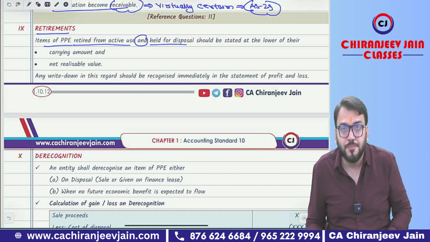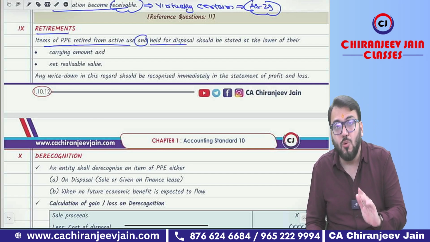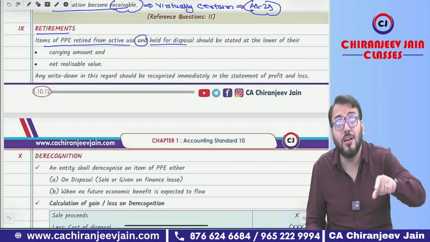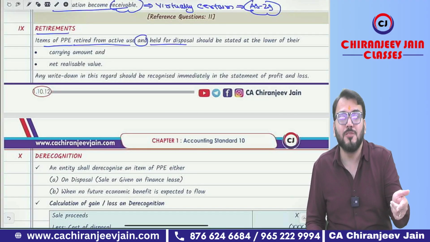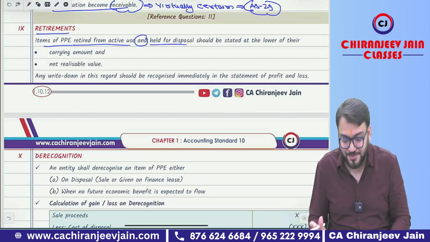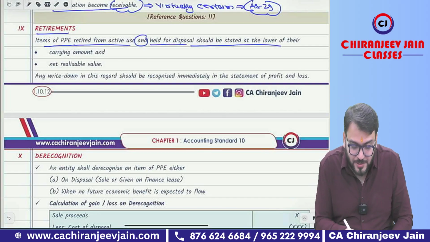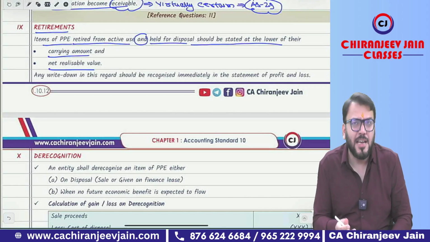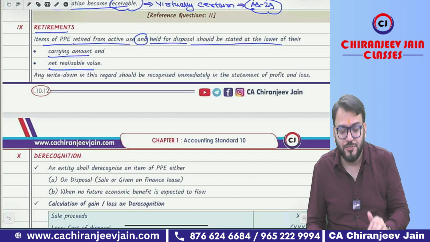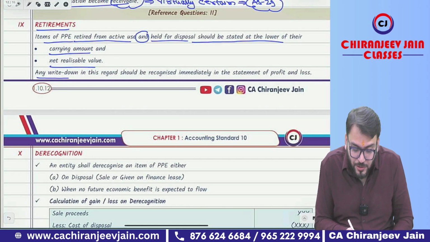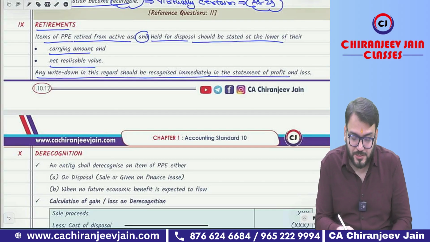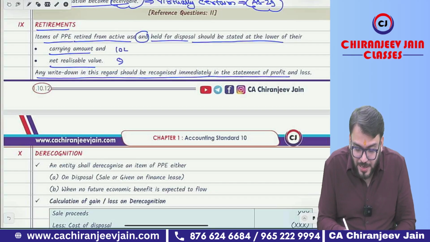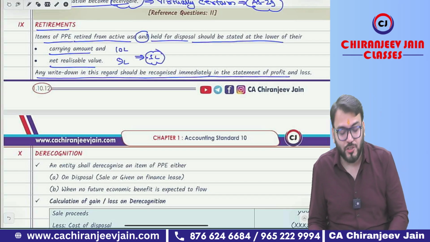For example, I have a laptop and I purchase a new laptop. The old laptop is now retired, but it is not held for sale. Then this para is not applicable. It must be retired and held for disposal; then this para will be applicable. It will be stated at the lower of carrying amount and NRV. Carrying amount, as you know, is after depreciation. Any write down should be recognized immediately in SOPL, so any loss will be charged to profit and loss account. If the carrying amount is 10 lakh and NRV is 9 lakh, there is a loss of 1 lakh, and that will be charged to profit and loss account.